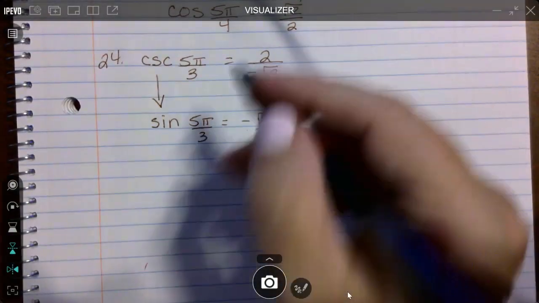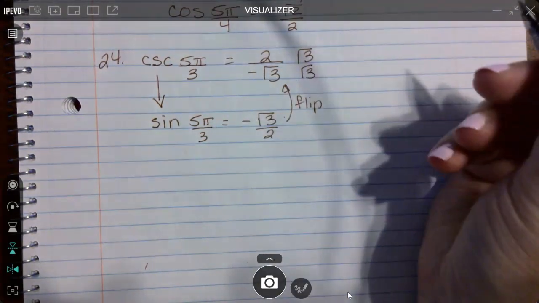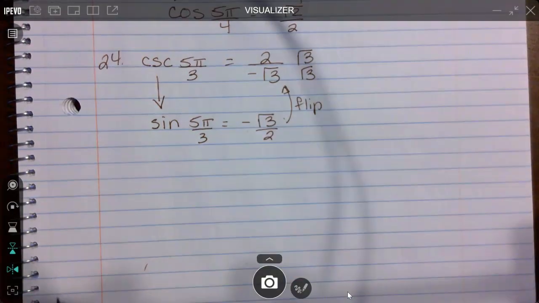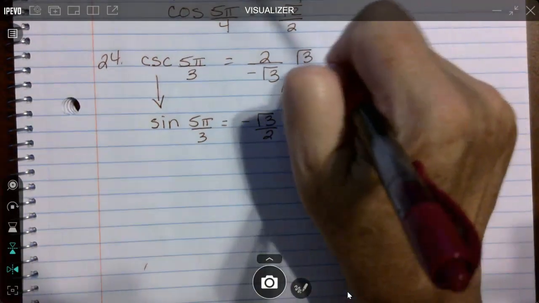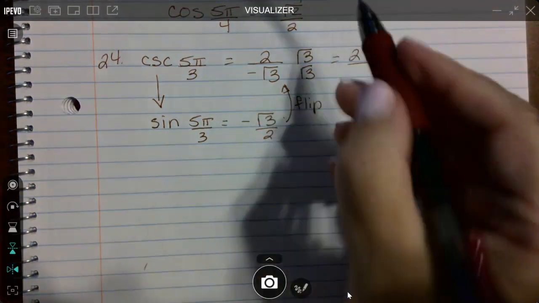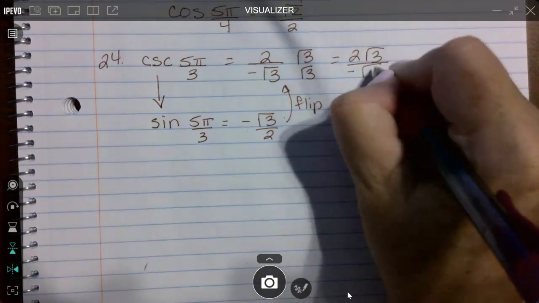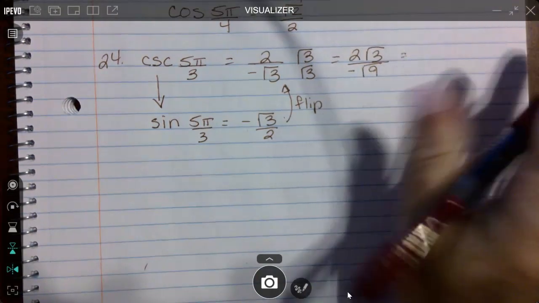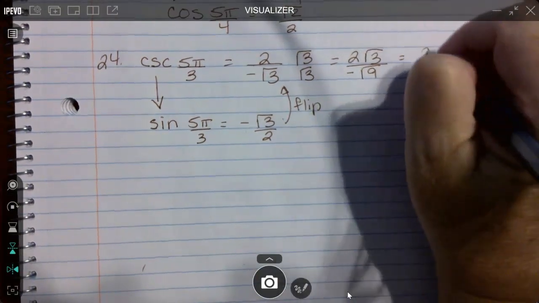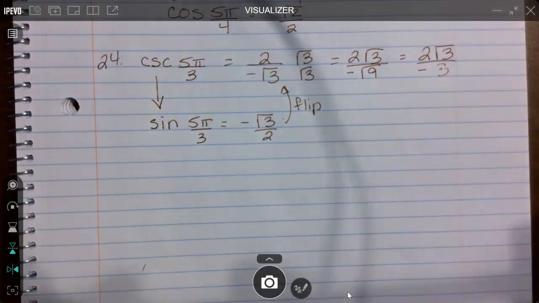And again, we can't have that square root of 3 on the bottom. Okay. So I can't combine these, so the best I can do is 2 square roots of 3. And then the square root of 3 times the square root of 3, don't forget the negative, square root of 9. And then just clean up the bottom, so square root of 3. And the square root of 9 is just 3.